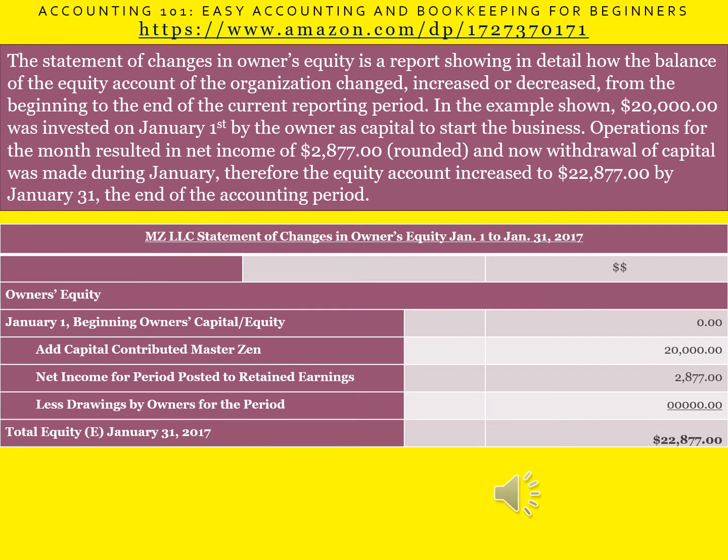The statement of changes in owner's equity or stockholders' equity. The statement of changes in owner's equity is a report summarizing the change in owner's interest in the net assets of the firm. In other words, how the balance of the equity account of the organization changed, increased or decreased from the beginning to the end of the current reporting period. In the example shown, the initial investment in the business by owners on January 1st was increased by the net income for January, and there was no withdrawal of capital by owners during the month.